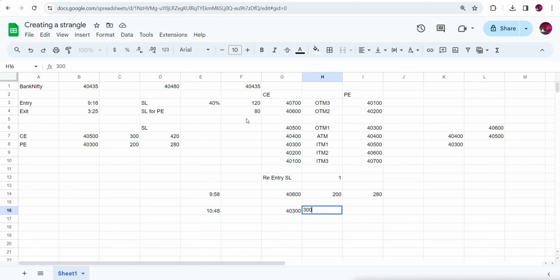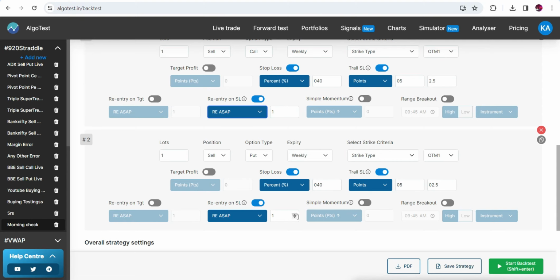So the stop loss will be the same, 40%. 40% of 300 is 120, so our stop loss will be at 420. If the put leg moves from 300 to 420, it will hit the stop loss. As we have selected one re-entry only, it has re-entered one time on stop loss hit, so it will not take further re-entries. But if we enter two re-entries here, then if our stop loss is hit again, it will take another re-entry, because at most it can take two re-entries on stop loss hit. So this is how it is going to work.